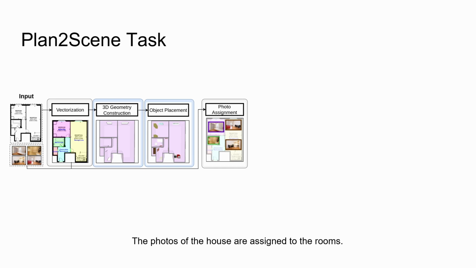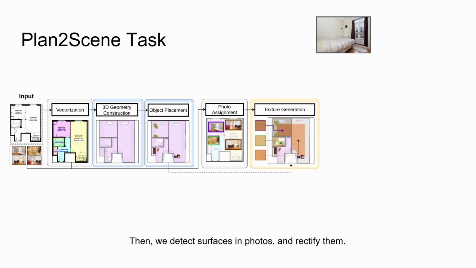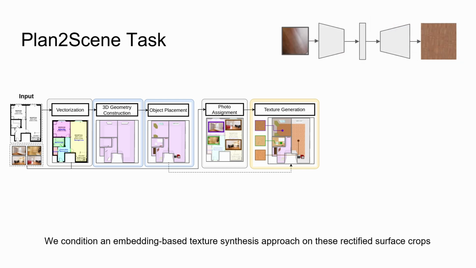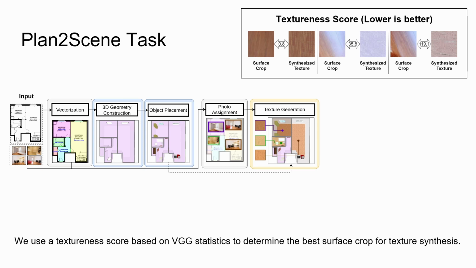The photos of the house are assigned to the rooms. Then we detect surfaces in photos and rectify them. Next, we extract crops from these rectified surfaces. We condition an embedding-based texture synthesis approach on these rectified surface crops to synthesize a texture crop for each photo observed surface, which can be tiled and applied as a texture. We use a textureness score based on VGG statistics to determine the best surface crop for texture synthesis.